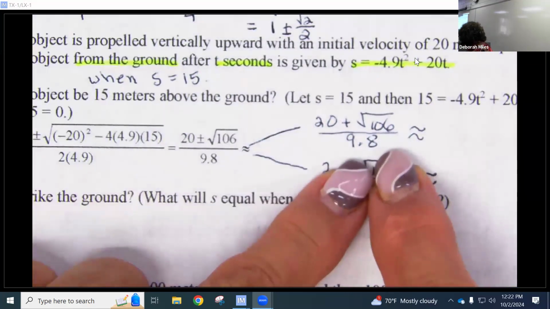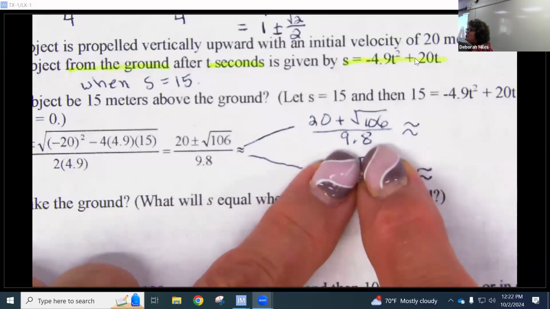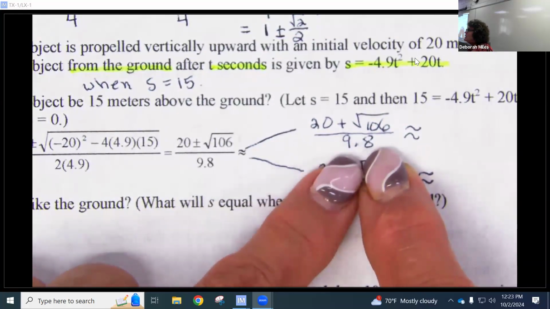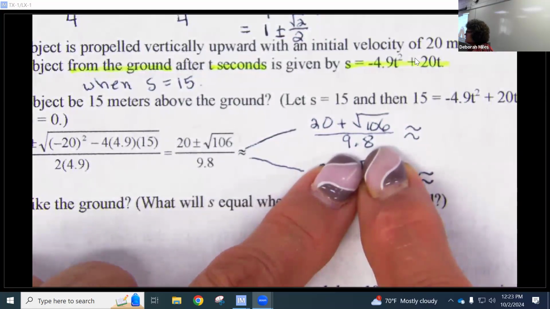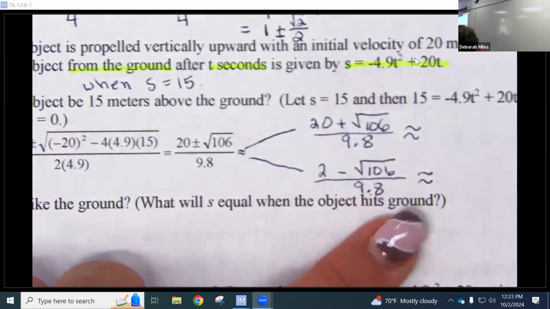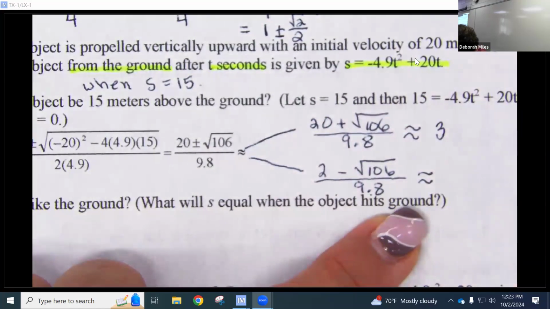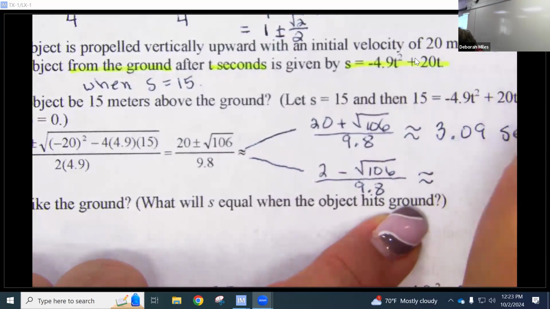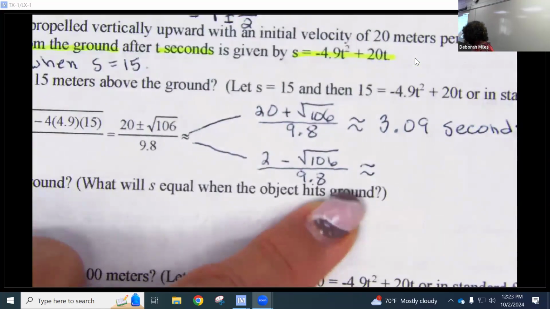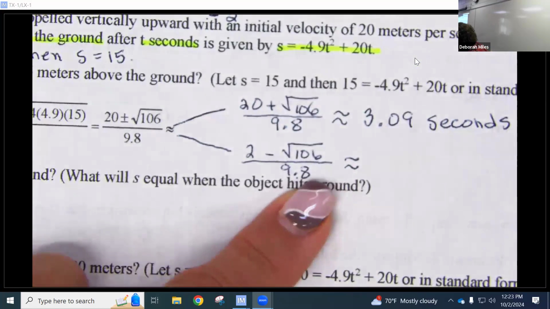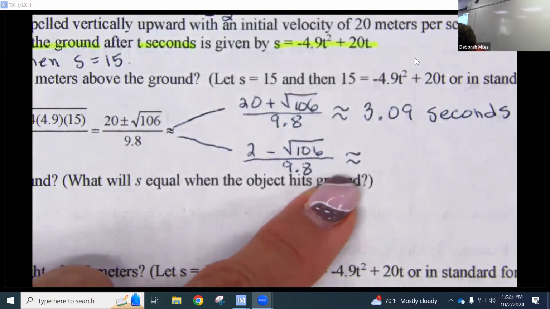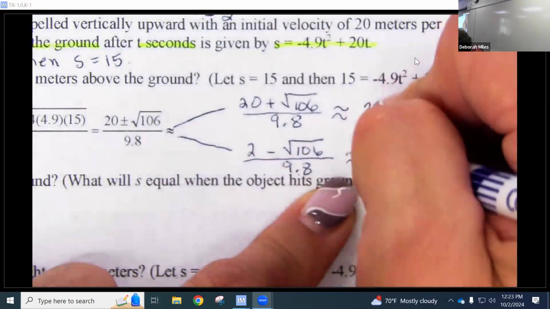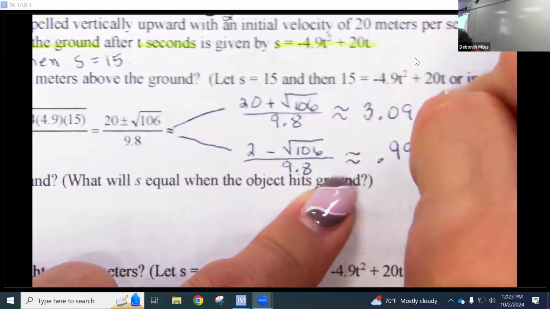Has anyone punched this already and gotten the number close to 3? Chloe? Chloe, yes. 3.09. Okay, let's say it rounds to the nearest 100th. So 3.09 seconds is one of our answers. And what's the other one close to? 0.99. That's darn close to 1.